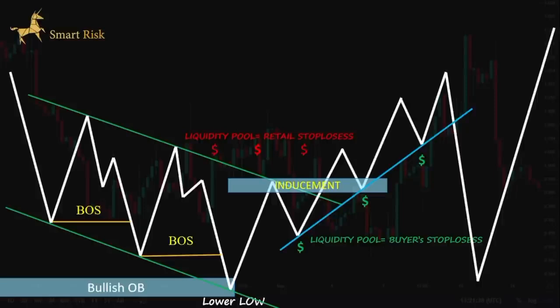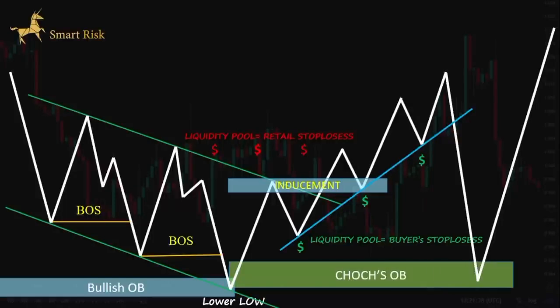In the following, price, after collecting liquidity of both buyers and sellers, and after mitigating this extreme demand zone, pushed to the upward. Now let's move to the real price chart and see more examples.